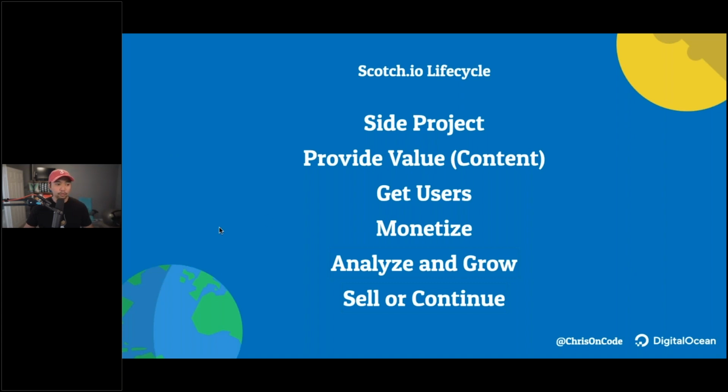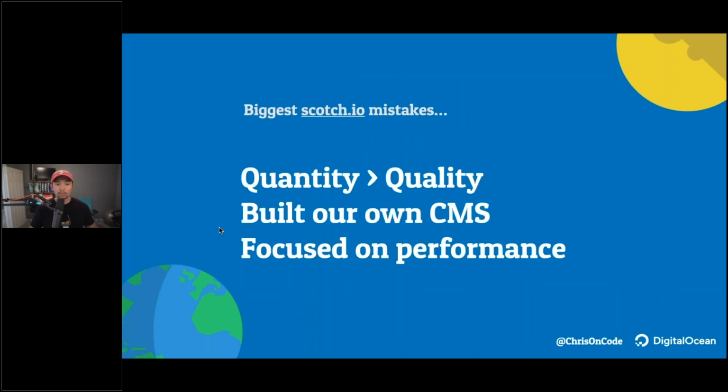So moving forward, I want to talk about building a SaaS, but before I talk about building the next business, I want to talk about the problems that we had with Scotch. And here are my problems. We focused on quantity over quality for a second, where we said, hey, let's just do a ton of tutorials. Very much like SitePoint, a lot of tutorials at one time.